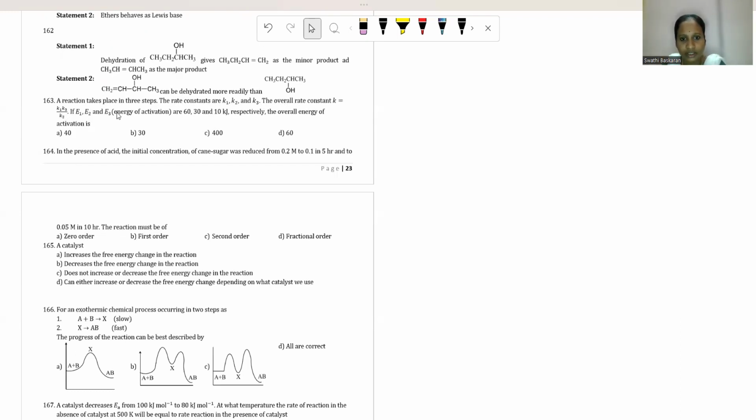So this is a very simple question since they have actually given the overall rate constant. What is the overall rate constant they are giving? K is equal to K1 K3 by K2. So you need to just add the activation energies corresponding to K1. What is the activation energy corresponding to K1? That is nothing but 60, plus K3 is 10 kilojoules, minus K2's activation energy, which is 30. So 70 minus 30, which is equal to 40 kilojoules is your answer.